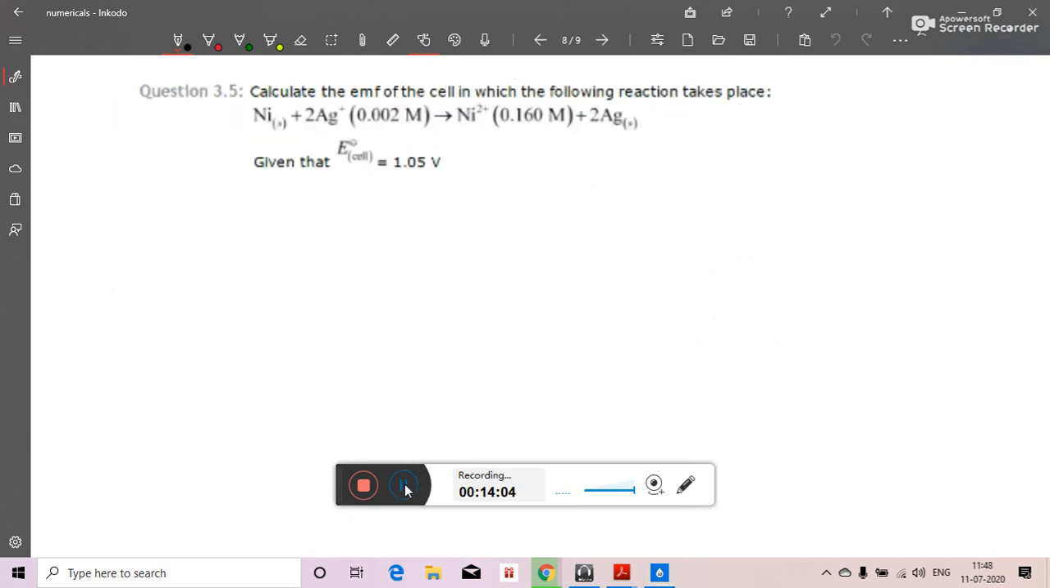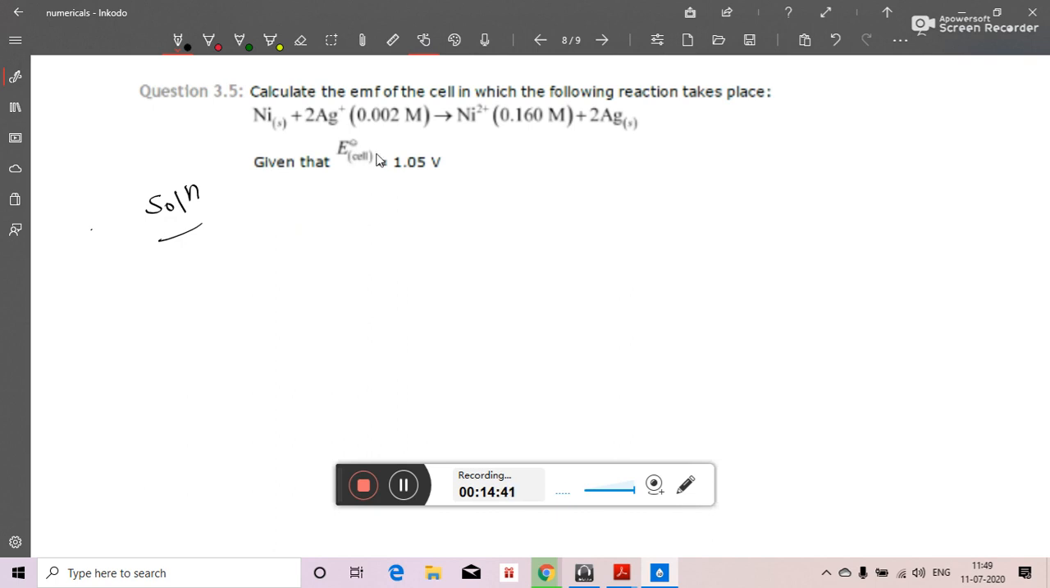Now next is question 3.5 of in-text. Calculate the EMF of the cell in which the following reaction takes place. Nickel plus 2 Ag plus having concentration 0.002 molar gives Ni2 plus having concentration 0.160 molar plus 2 Ag. Given that E naught cell equal to 1.05 volt. So here we will see that we have to find out E cell.